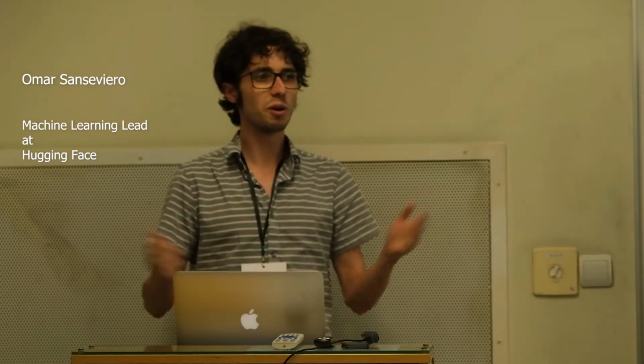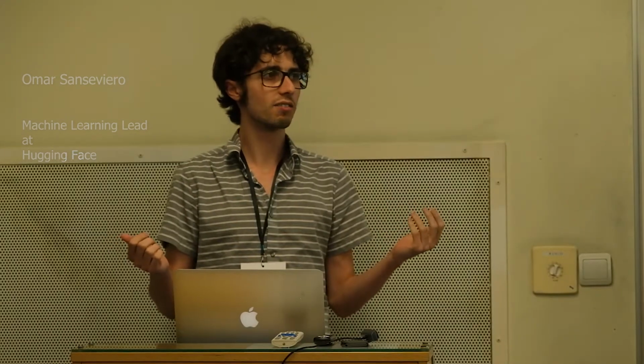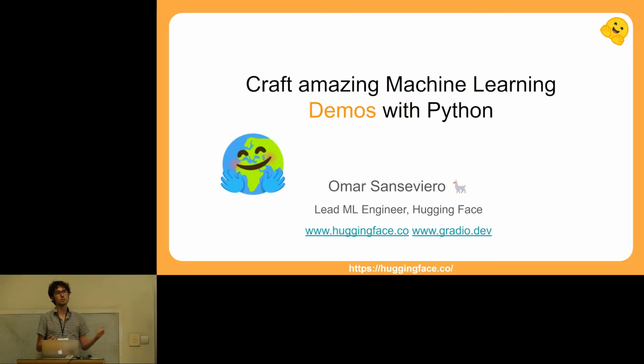Yeah, so if you don't know, Hugging Face is an open source company. It's the creator of different open source Python libraries, such as transformers to access pre-trained models, or datasets to easily access and share datasets. It also has a hub, which is a platform in which anyone can share models, datasets and spaces. All of this is free and open source. And the talk of today will be focused on how to craft amazing machine learning demos, all with Python.